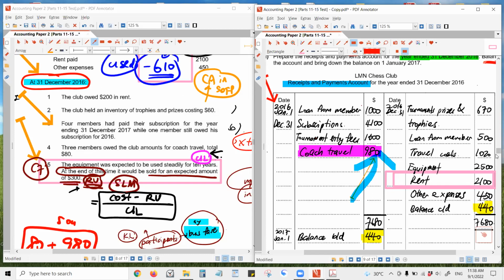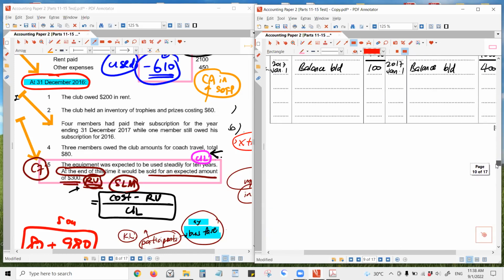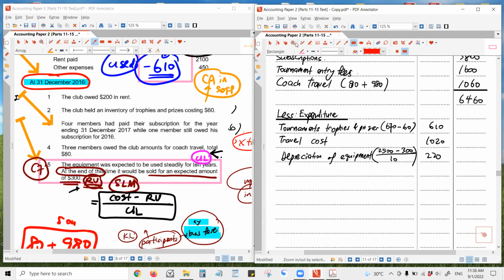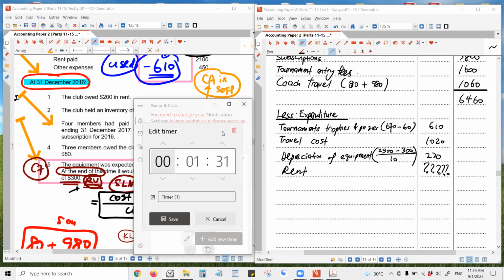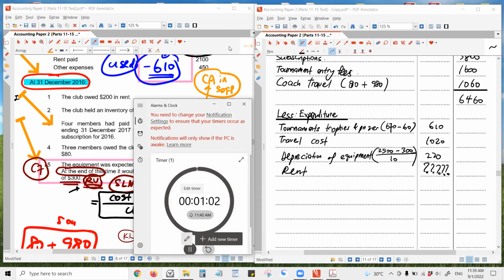Everybody, I wait for you. This time I let you try. Then you tell me, what amount should I put here for rent? You can start now. I give you 1 minute. This is not difficult. I have also demonstrated quite many times already how to get the amount that you should pay. 1 minute.